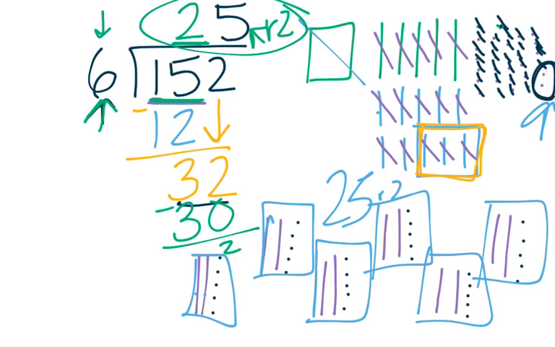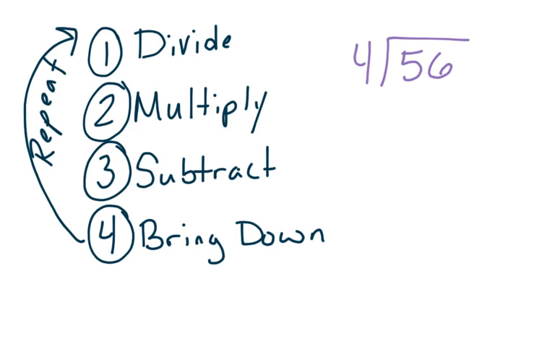Okay. Now let's take a look at the steps that we need to follow to solve these problems without drawing our pictures every single time. We have 4 steps that we need to follow. Our first step is we have to divide. Our second step is to multiply. Our third step is to subtract. And our fourth step is to bring down. Now, when we're dividing and multiplying and subtracting and bringing down, we're going to do this place value by place value. And we always start with our greatest place value.